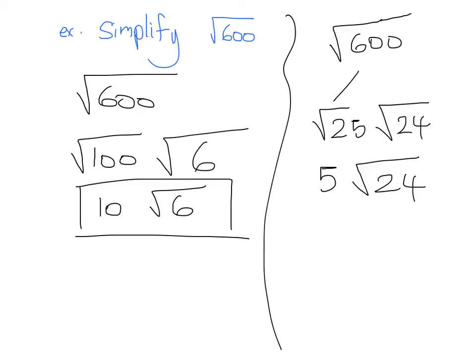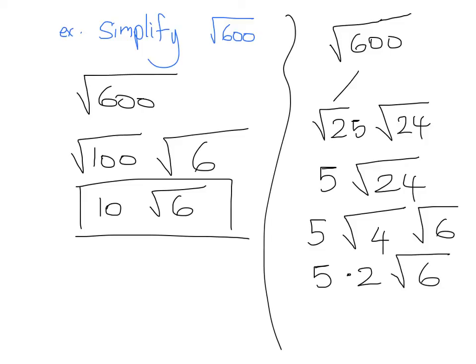But you would then have to ask yourself, is there a factor of 24 with a perfect square root? And there actually is. So we would have 5 times, and we could separate this into 4 and 6. Now, I chose 4 because 4 is a factor of 24 with a perfect square root. So now we can find the square root of 4, which is 2, and 6 does not have a factor with a perfect square root, so we have to leave that under the radical. We can now simplify by multiplying this, and we have 10 root 6.